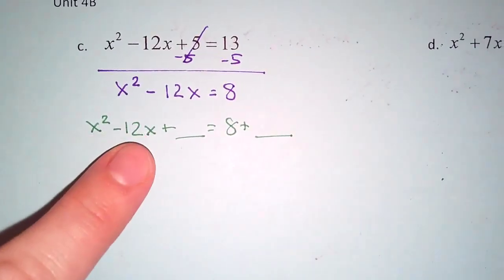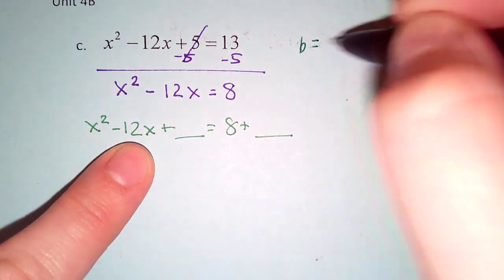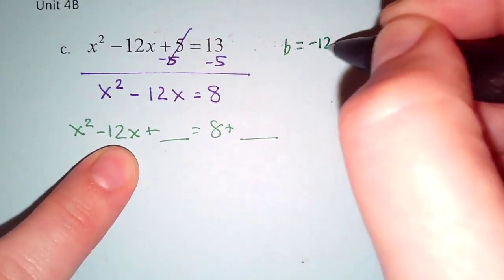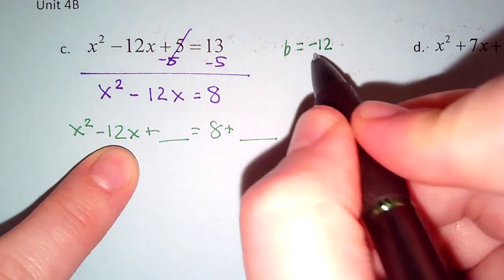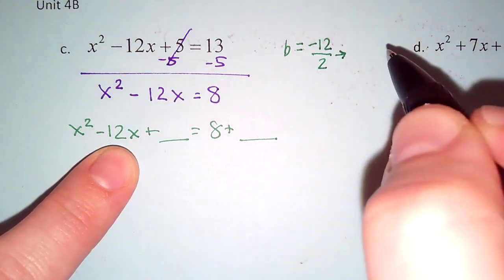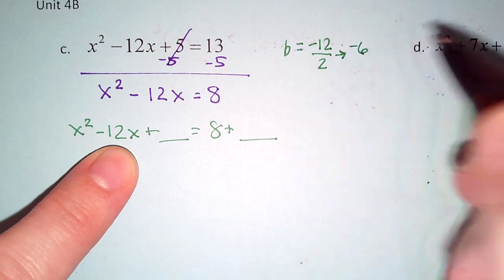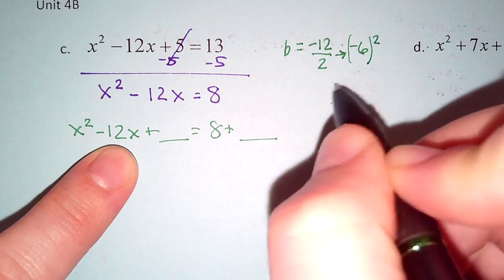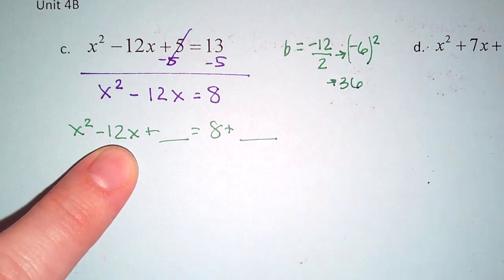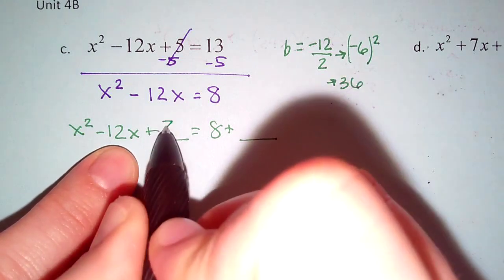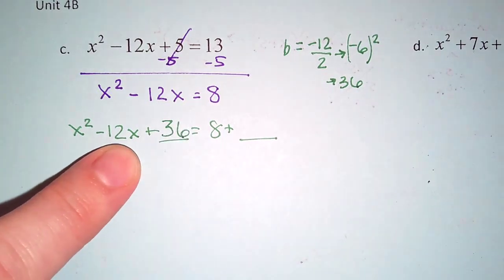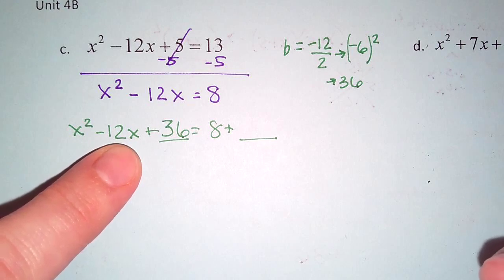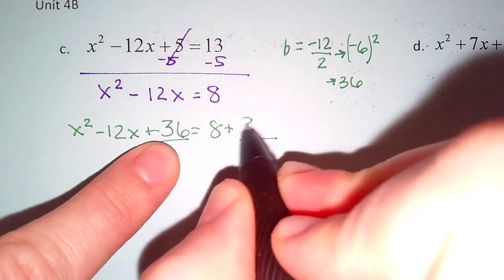So I'm going to take my b term. My b is negative 12. I'm going to divide that by 2, and what do I get? Negative 6. When I square that number, what do I get? Positive 36. If you just type in negative 6 squared into your calculator and don't use parentheses, it will tell you negative. You have to use parentheses. Or leave that negative off. I added it to this side, so I have to add it to the right.